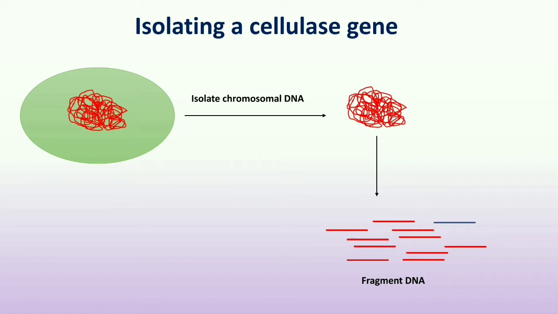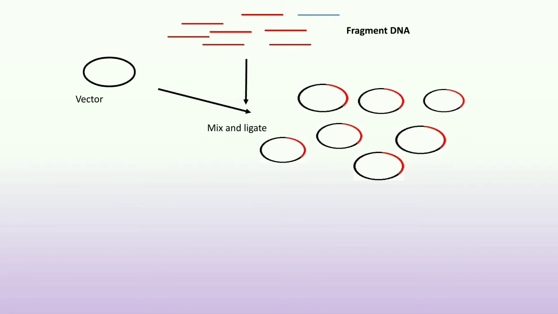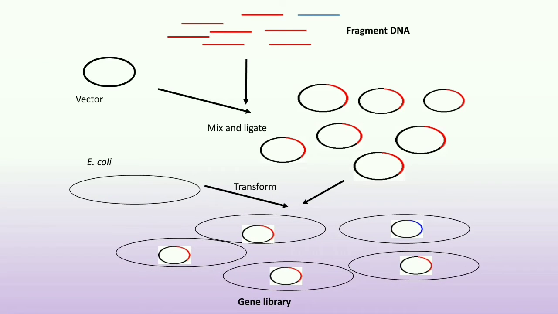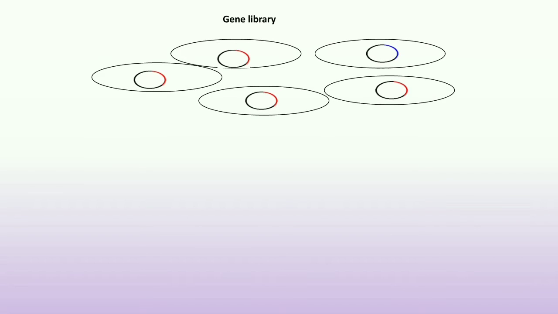After isolation, with the help of either sonication or enzymatic action, we obtain fragments of this chromosomal DNA. These fragments of DNA are then mixed and ligated with vectors. The vectors are then transformed into the E. coli gene library. The gene library thus obtained is then screened for appropriate cellulase genes.